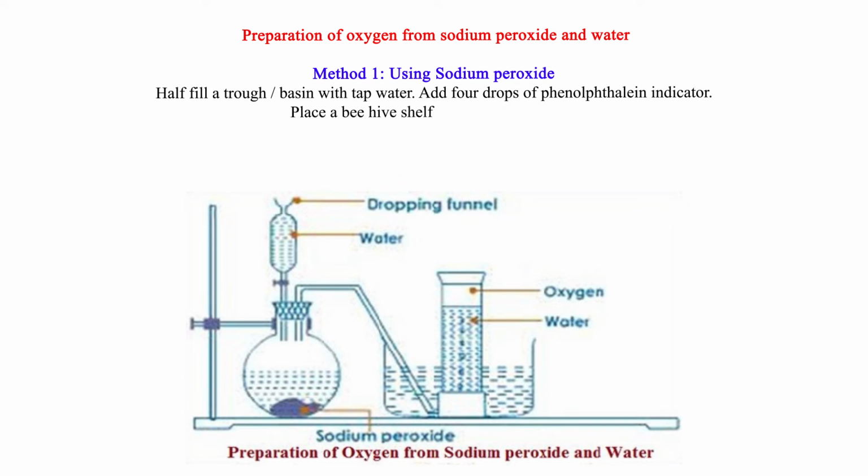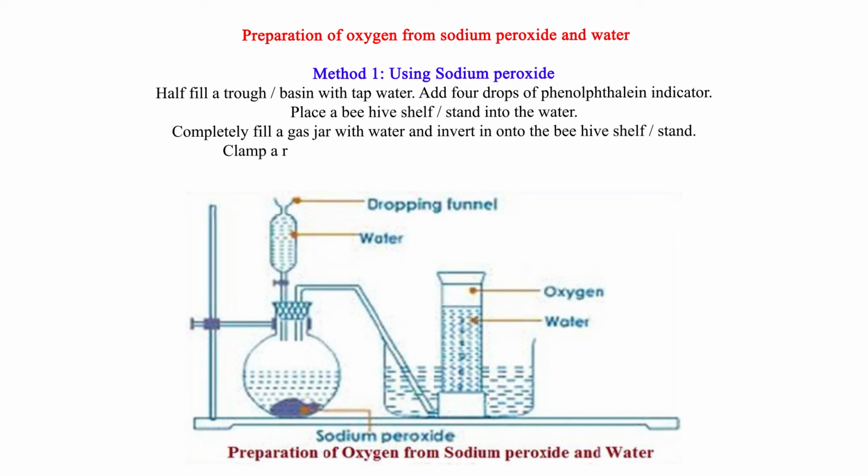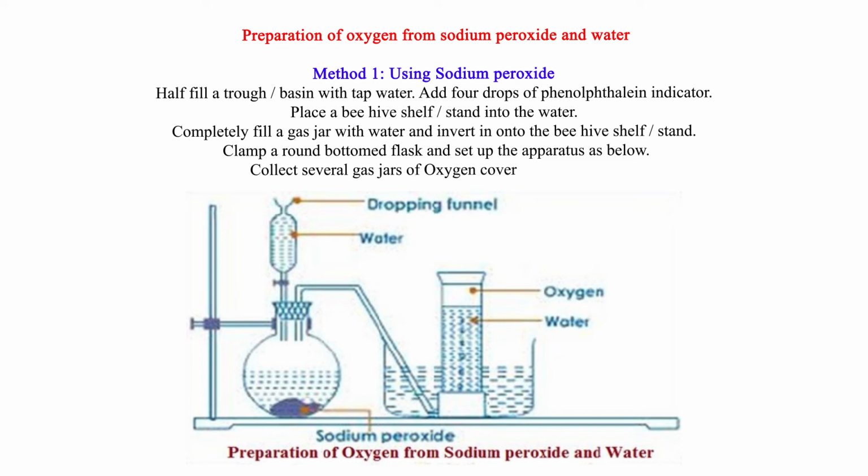Place a beehive shelf/stand into the water. Completely fill a gas jar with water and invert it onto the beehive shelf/stand. Clamp a round-bottomed flask and set up the apparatus as below. Collect several gas jars of oxygen, covering each sample.